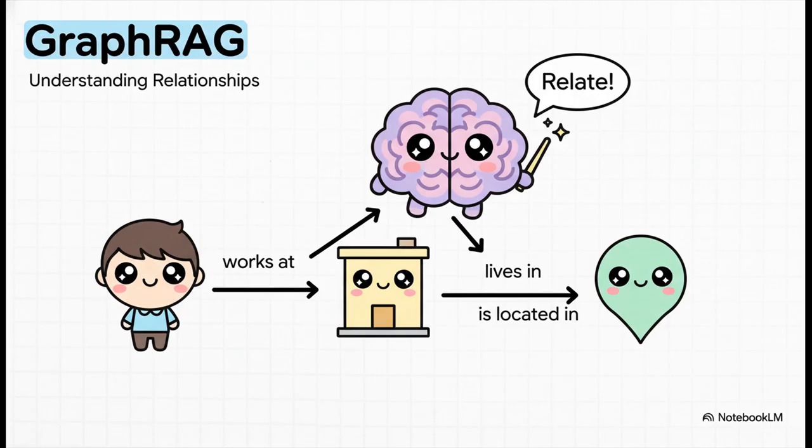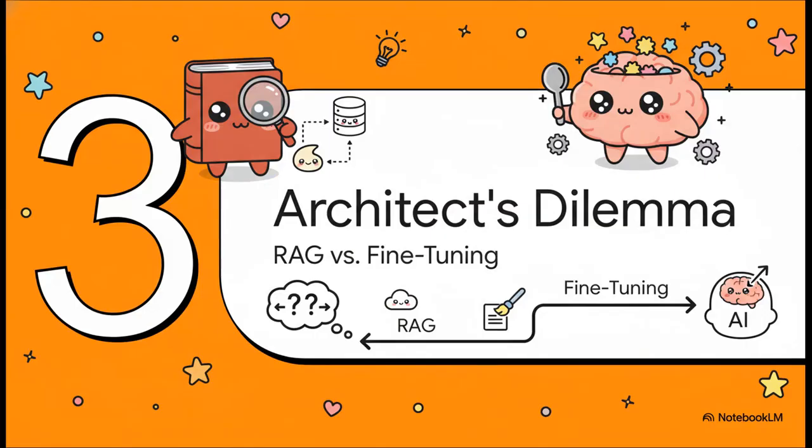It can see that, say, a specific person works for a certain company, and that company has an office in a particular city. This unlocks a much deeper kind of reasoning that you could never get just from retrieving plain text. Now, all of this brings us to a really critical decision that pretty much every AI architect has to make. When you want an AI to know new things, do you use RAG to give it external facts on the fly, or do you fine-tune the model itself, basically baking that knowledge right into its brain?